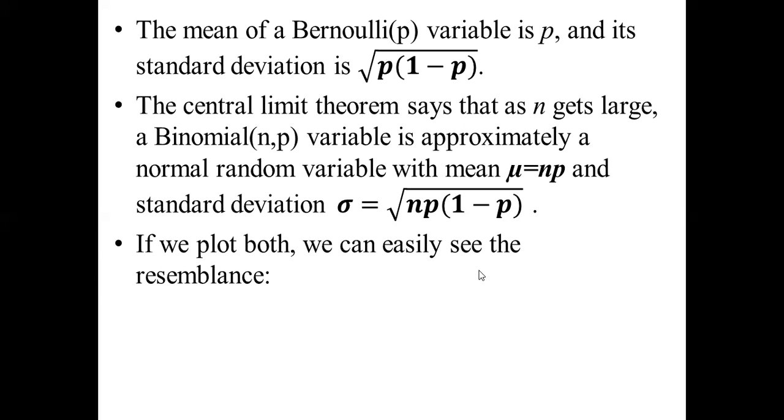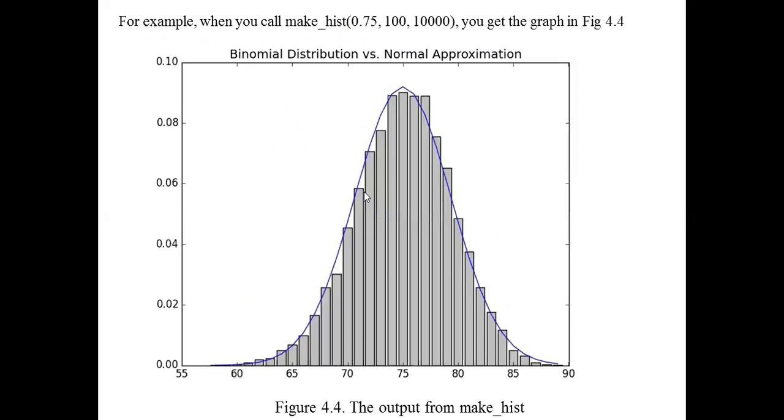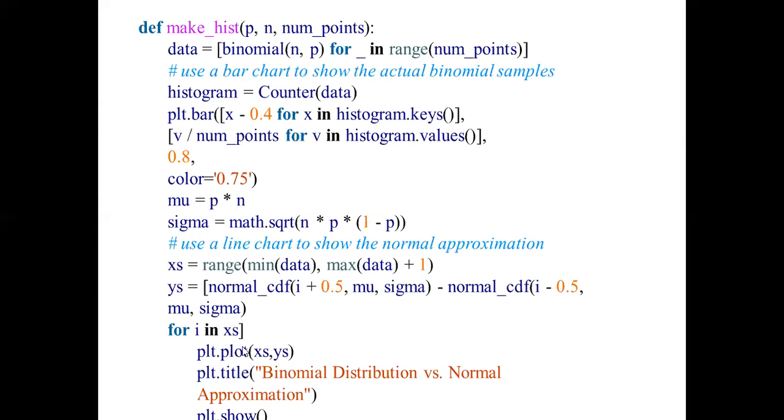If we plot both of these, this is the function with which we want to draw the histogram. For example, if we call it with 0.75, 100 and 1000, we get a graph like this figure. This function uses a bar chart type.